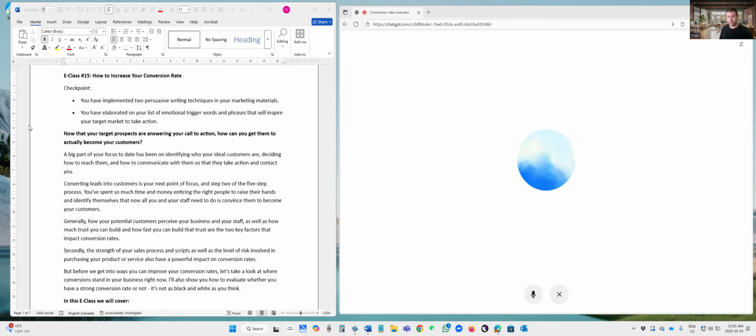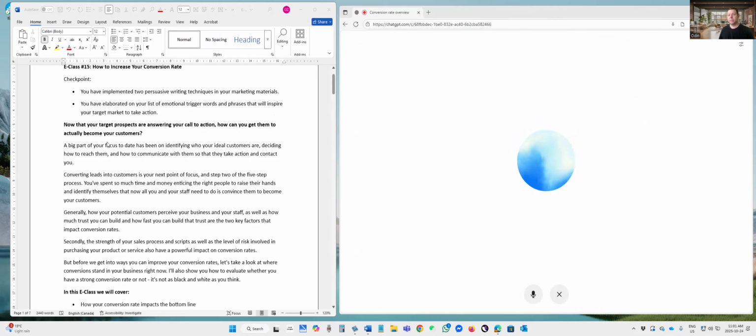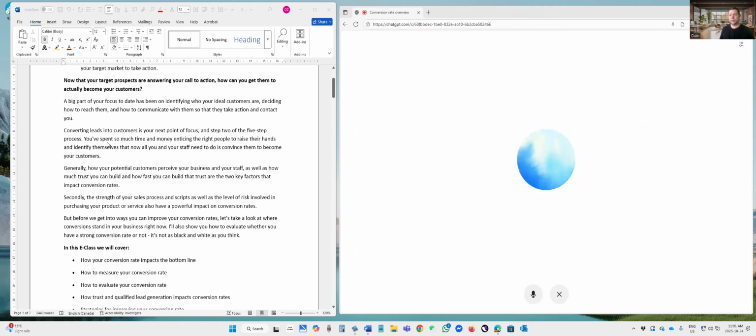Now that your target prospects are answering your call to action, how can you get them to actually become your customers? A big part of your focus to date has been on identifying who your ideal customers are, deciding how to reach them, and how to communicate with them so that they take action and contact you. Converting leads into customers is your next point of focus, and step two of the five-step process. You spent so much time and money enticing the right people to raise their hands and identify themselves that now all you and your staff need to do is convince them to become your customers.